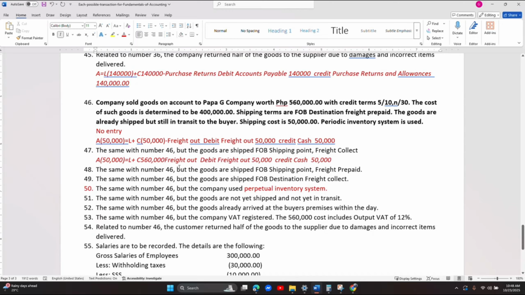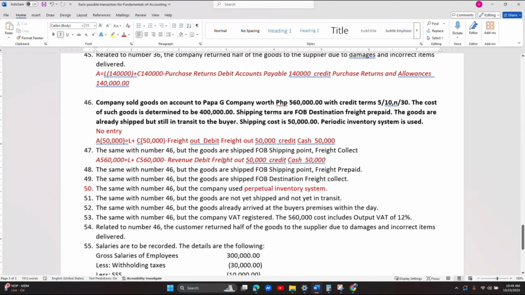Alright? 560,000. That is because of revenue. And since we have not yet received anything, we're going to put it on the asset still in the form of accounts receivable. So that's the analysis. Okay?